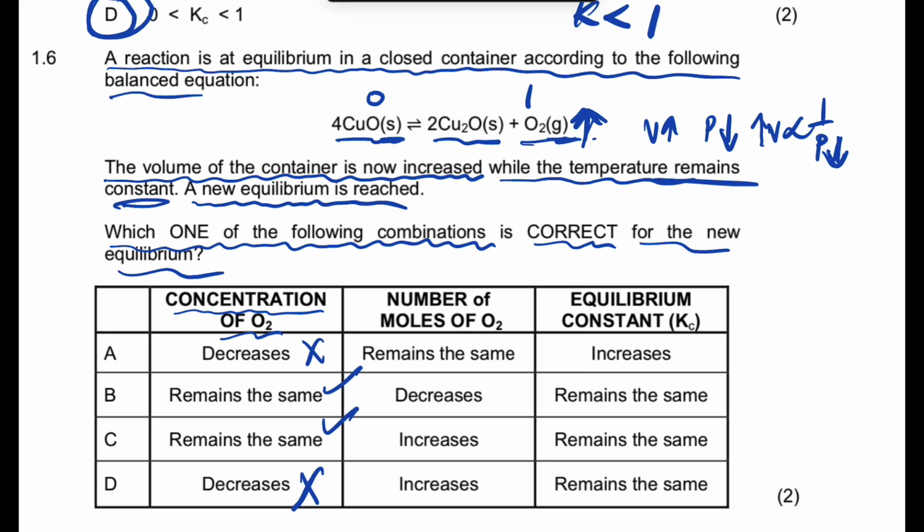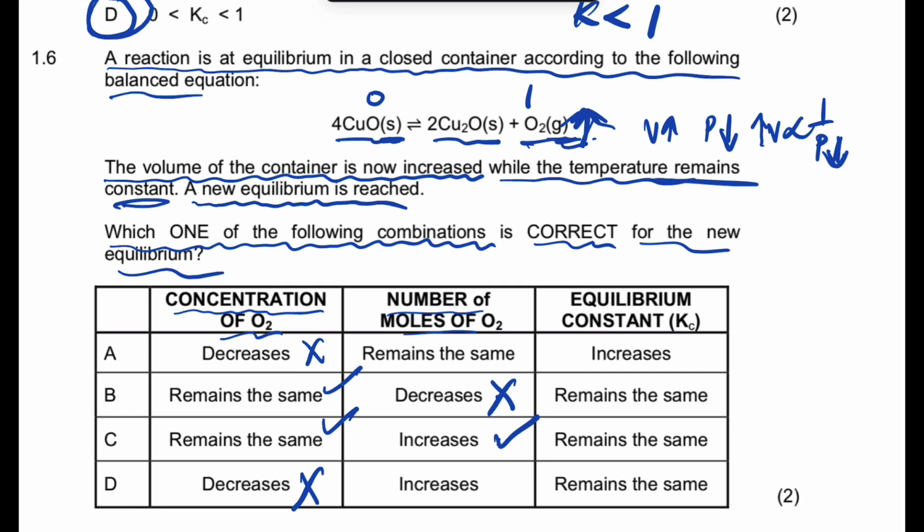Now, what's going to happen to the number of moles of oxygen? Is it going to decrease or is it going to increase? Look there. What is happening to the number of moles of oxygen? It increases there, right? If you're looking there, it increases. So if it increases, this is the option. So it does not decrease. This is not an option.